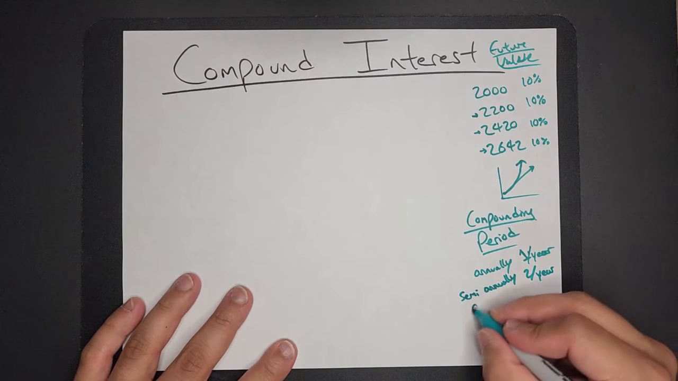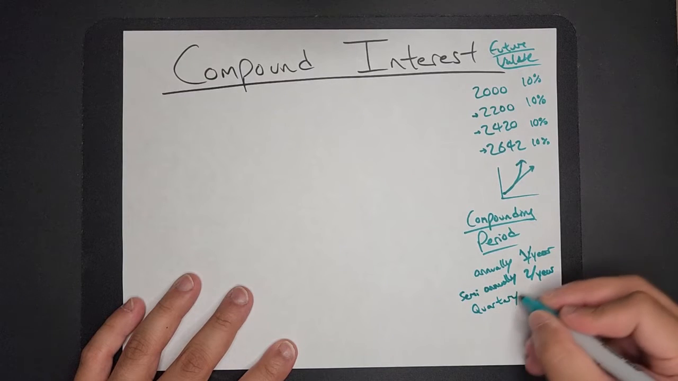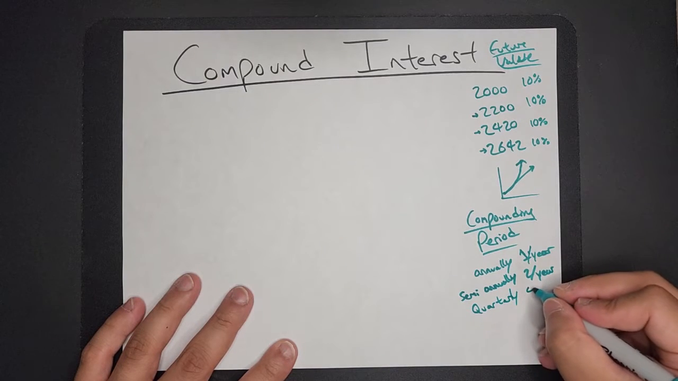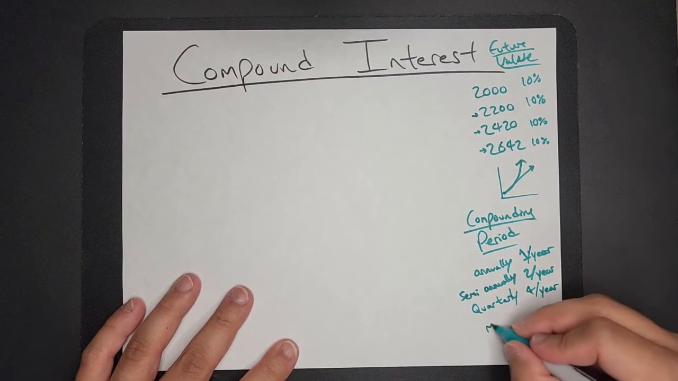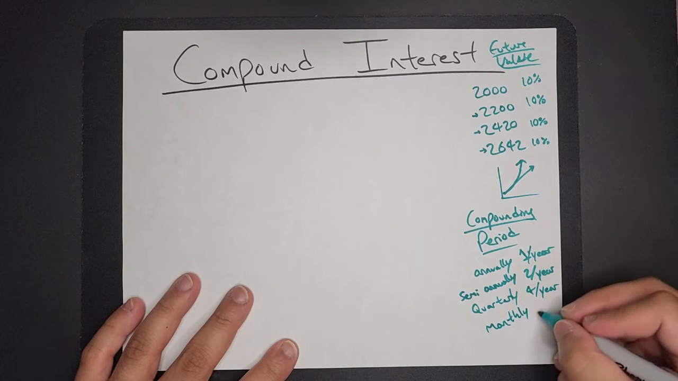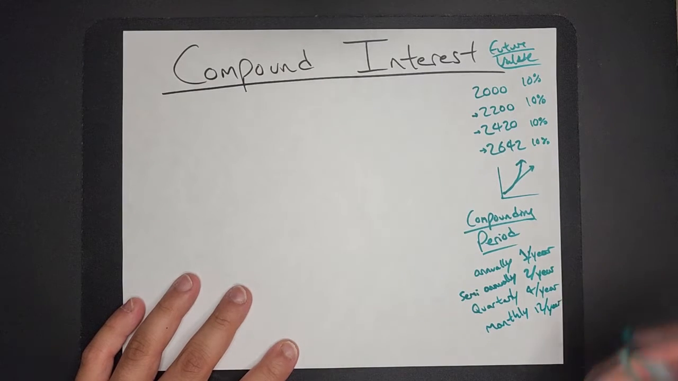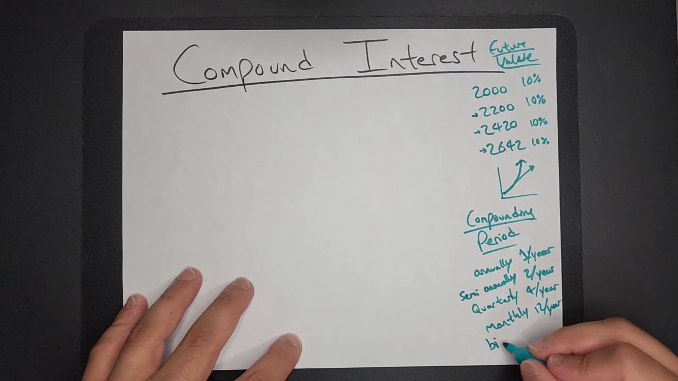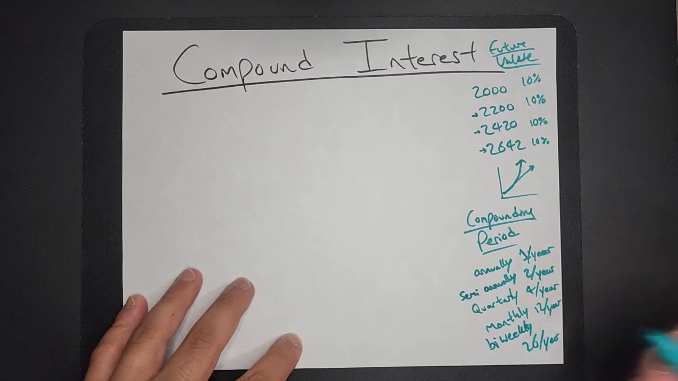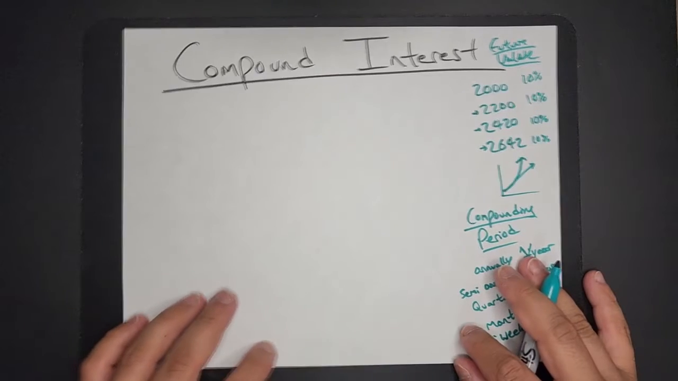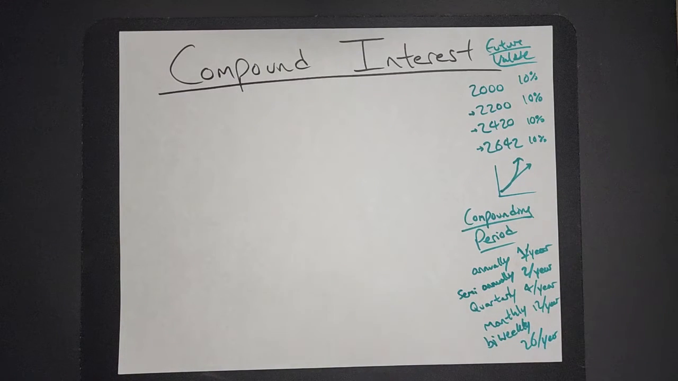You have quarterly, which is 4 times per year, and then you have monthly, which is 12 times per year. You can also have bi-weekly, which is 26 times per year, or weekly, which is 52 times per year. But this is stuff you already know. So let's actually just jump right into an example.